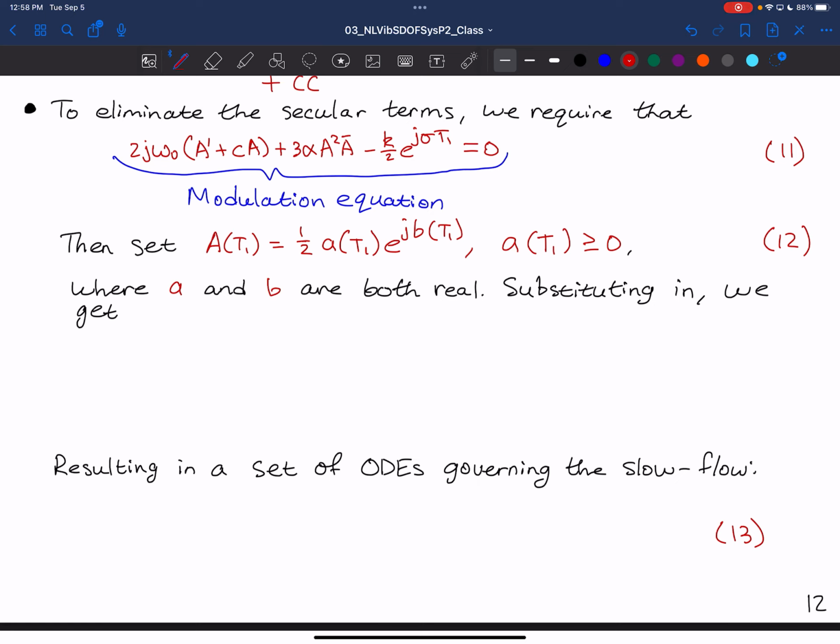All right, so we substitute those in and we get the following. 2jω0 times 1/2 times A' plus jAB' plus cA/2 times e^(jB), plus 3α/8 times A³ e^(jB), minus k/2 e^(jσT1), that's equal to 0.